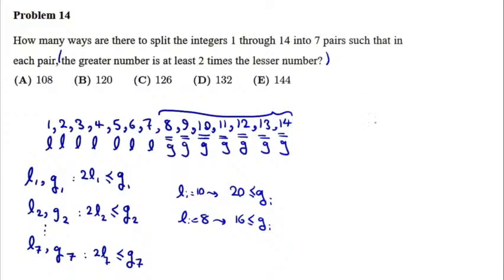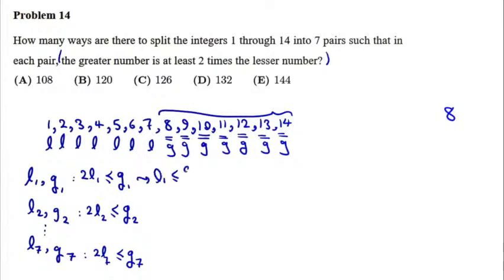Now, let's consider the subset where the greatest one is 8. So, what numbers can the lesser one be? Let me erase these things. L1 is at most G1 over 2. So for Li, it's at most Gi over 2. If the greatest one is 8, then, without loss of generality, suppose it is in G1. So L1 has to be at most 8 over 2, which is 4. So it can be 1, 2, 3, 4.